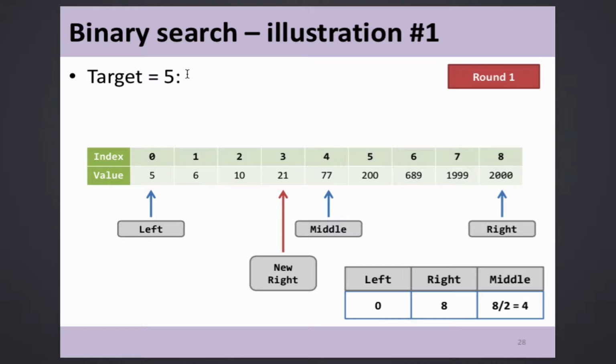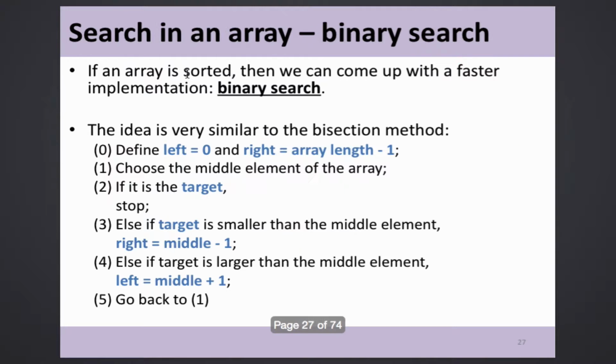So my consideration will be starting from 0 to my new right. How to compute my new right? The right is equal to middle minus 1. So I don't use the middle anymore, because the middle is useless.